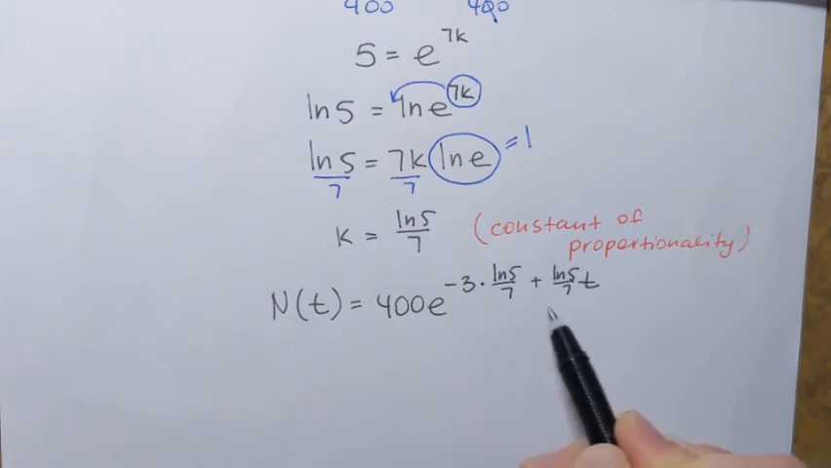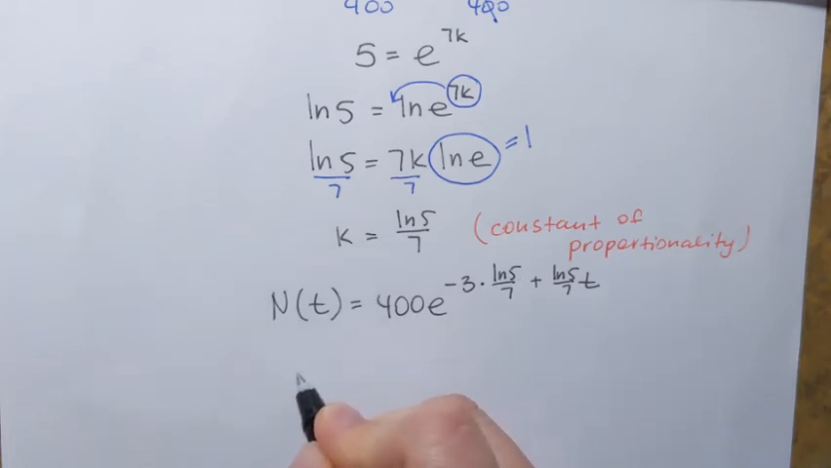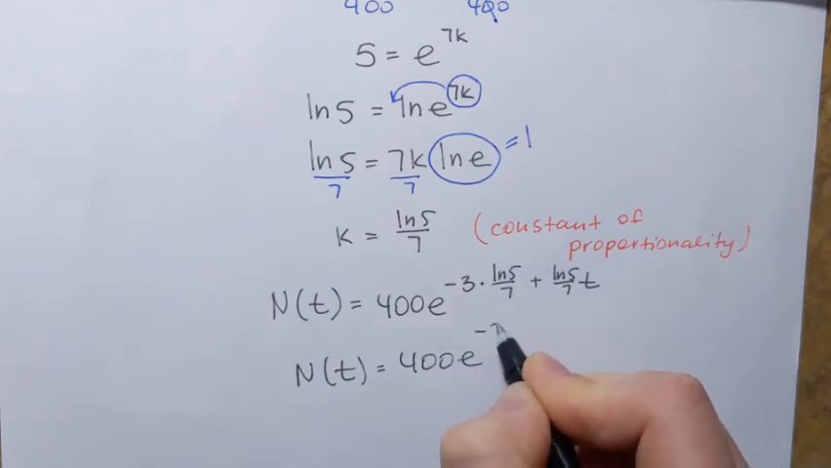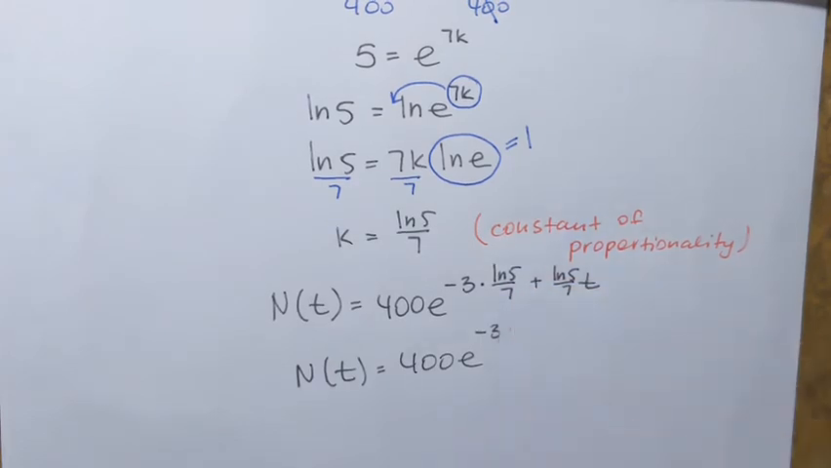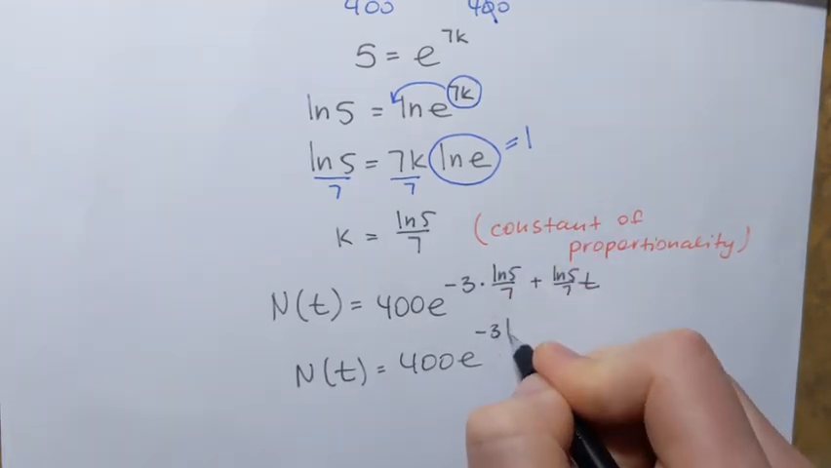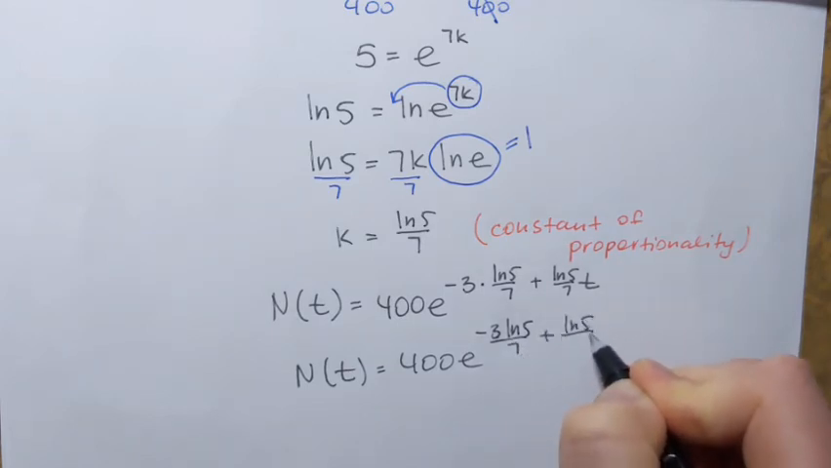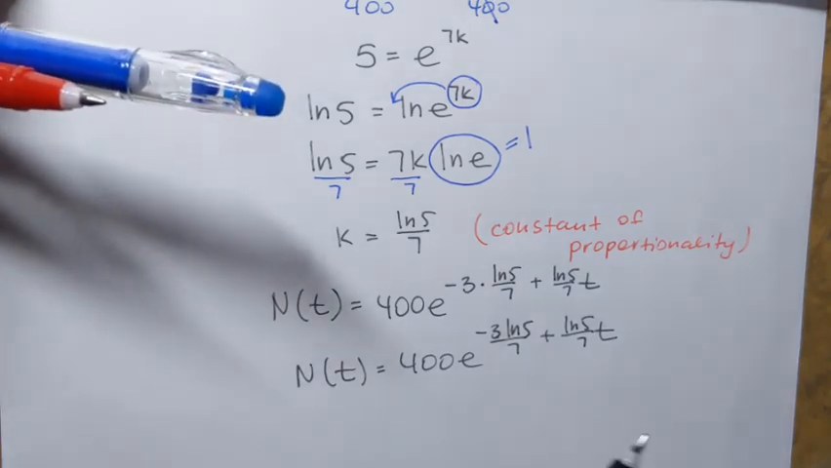I'm not going to simplify it too much. Maybe I'll just put that product as one fraction. Again, I don't worry too much about this power not looking too pretty. We will be using a calculator to finish this. Plus ln of 5 over 7 t. Okay, here it is. Now we found the function so that we can answer the question.